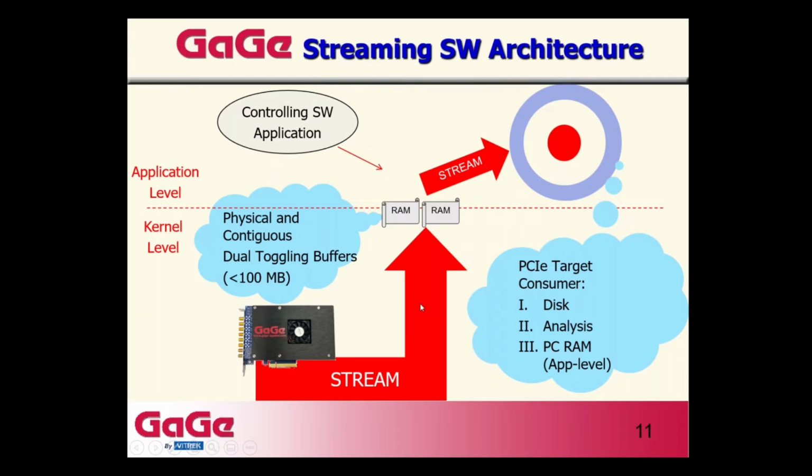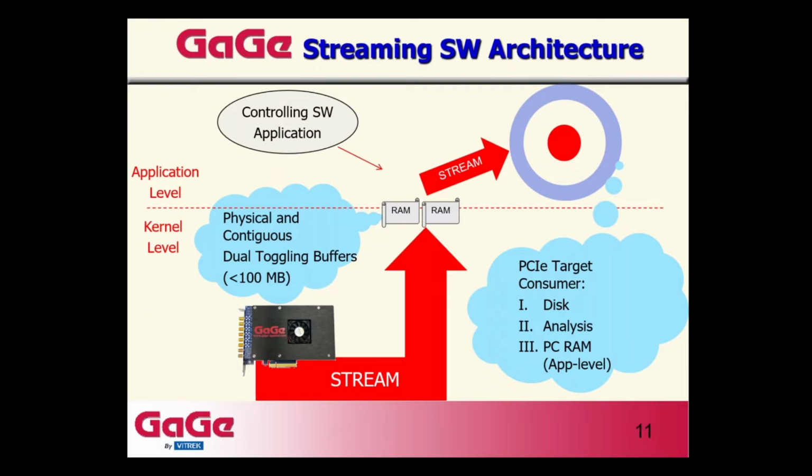Well, similarly, a large part of the sophisticated streaming operations go on at the kernel level, and we communicate with applications at the application level through two toggling buffers. We have a pair of buffers that sit at the boundary between the application and the kernel level, and these buffers are special. When you allocate a buffer at the application level, that buffer can be fragmented. It can exist all over the memory in little bits. In fact, it can even reside on the hard drive.